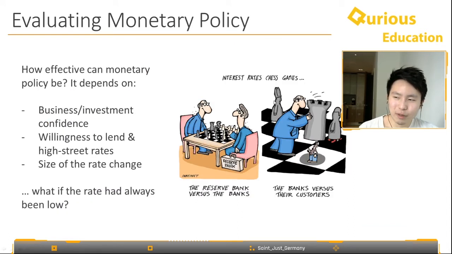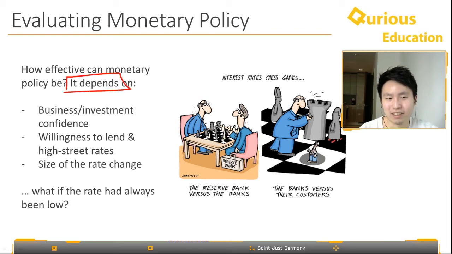Oh, actually, we're doing this very quickly today. And so now we're already at evaluating monetary policy. So how effective can monetary policy be? Well, again, like all economists would tell you, it depends. It depends on lots of different factors. For example, business and investment confidence.